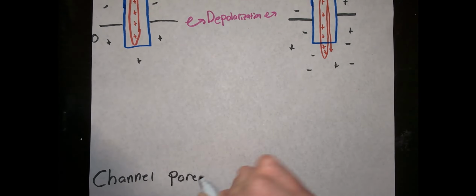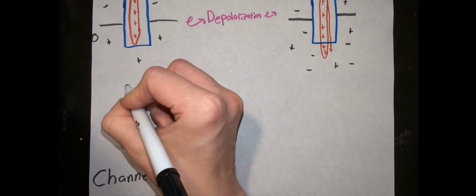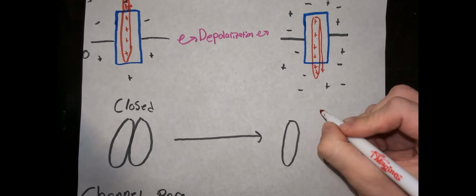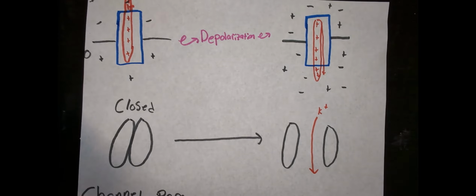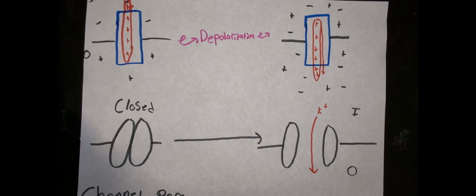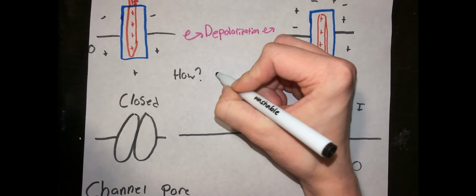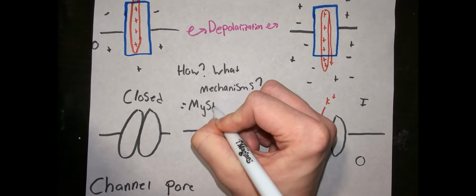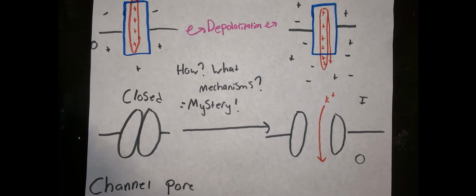And so here I'm just showing the actual channel pore. Here it's closed. Depolarization occurs. Those amino acids move. The pore opens, and potassium is able to flow outside of the membrane. Now, how this actually happens, what mechanism is occurring to connect these two events, is still a mystery.